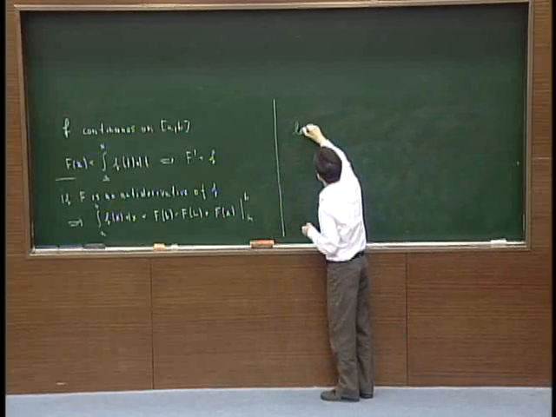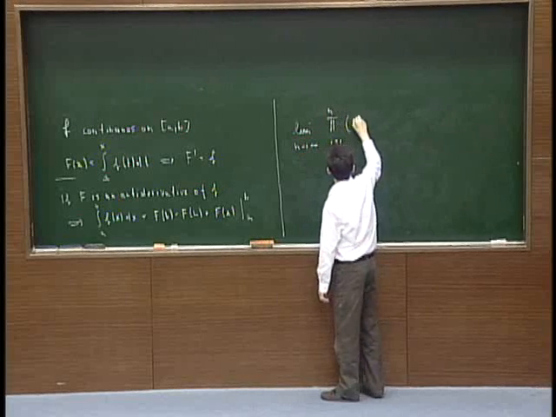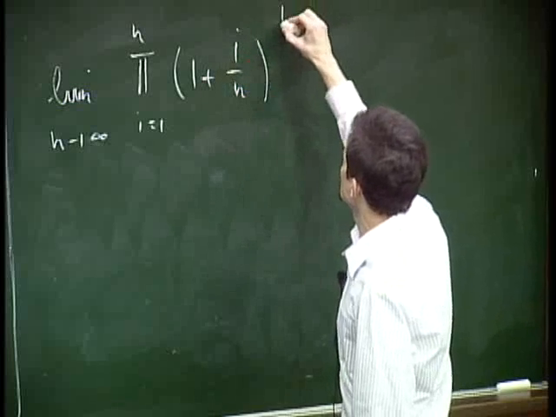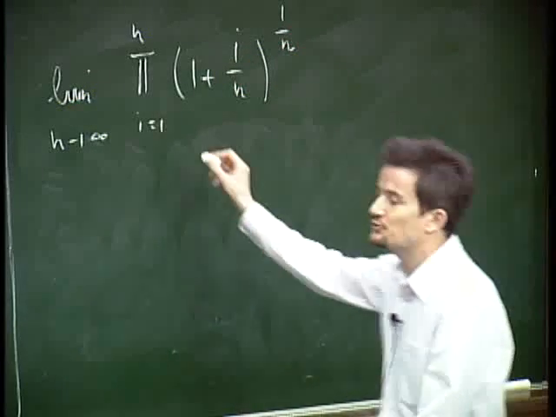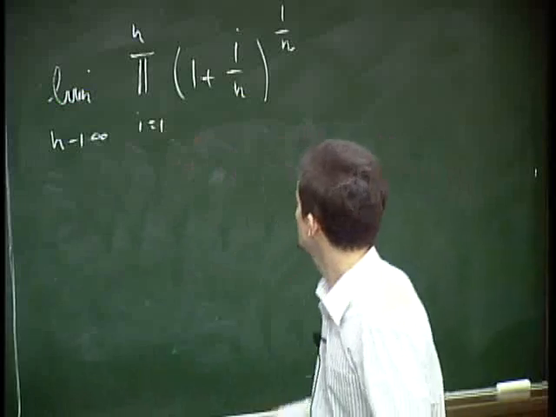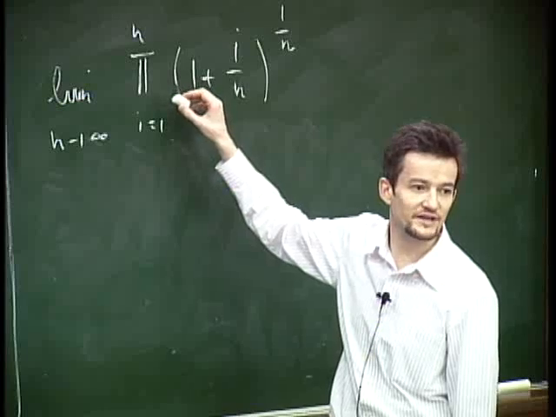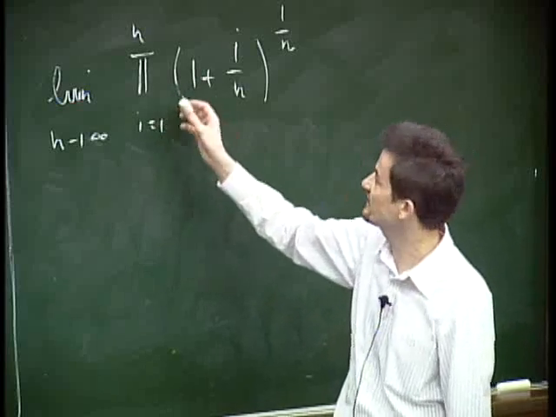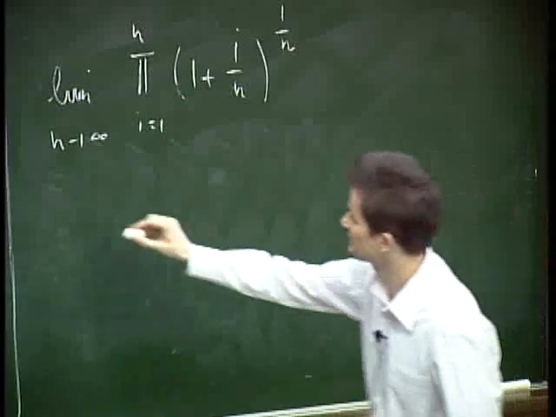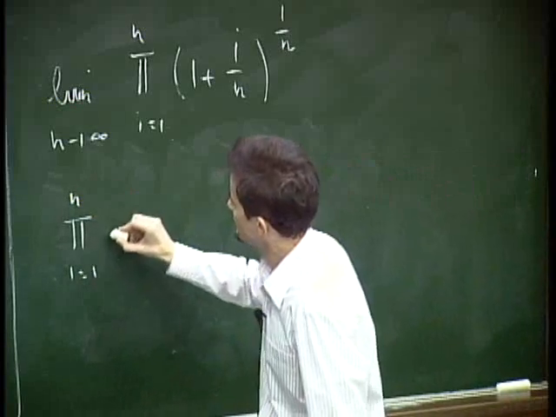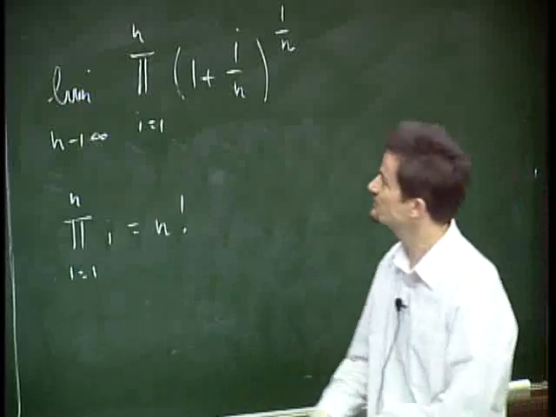So for instance, the example was, compute this limit: the product, i from 1 to n, of (1 plus i over n) to the power 1 over n. So this doesn't look like a Riemann sum because it's a product. You all know this sign, right? The product. So this is like the sum, but this is the product. So I take those n numbers and multiply them. For instance, the product i from 1 to n of i is n factorial. So this is the product sign.